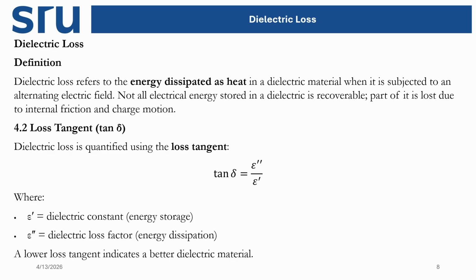So let's say we apply some amount of electric field, then this electric field is utilized in different ways. One is storing the energy, that is the main purpose, but some energy is utilized for internal friction or charge motions. So these we cannot get back. These are the losses that take place. So that is called the dielectric loss, because we are not getting this energy back.